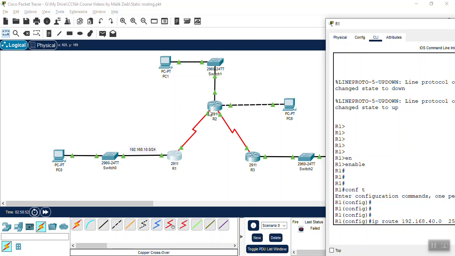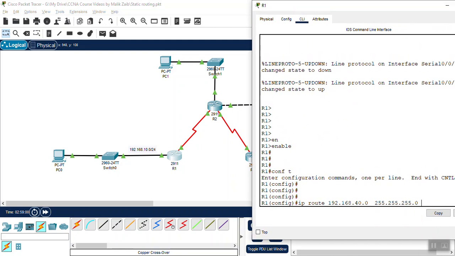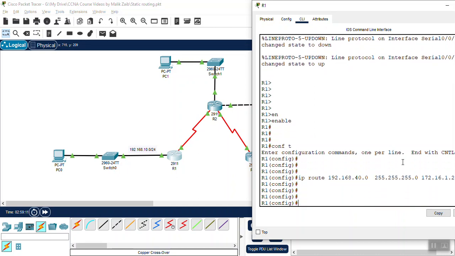There is only one route from R1 to R2, and that is the link that is connected directly with R2. So I will give the next hop address of the interface that is connected with R2, that is 172.16.1.2. Okay, and then we have configured.